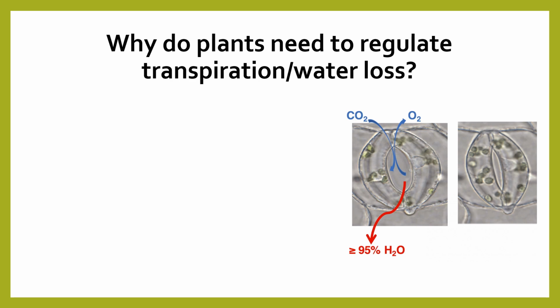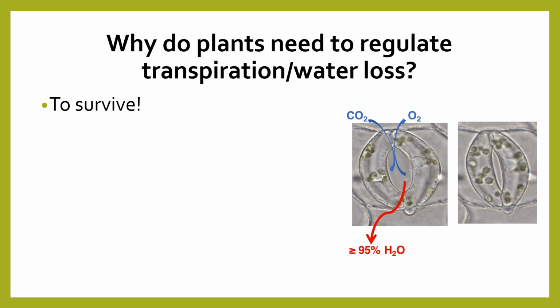So why do plants need to regulate transpiration or regulate water loss? So we know that over here, this is an image of stomata, and we remember that stomata are the pores in a leaf that allow exchange of gases, so CO2 in, O2 out, as well as H2O. So about 95% of water is released through the stomata here.